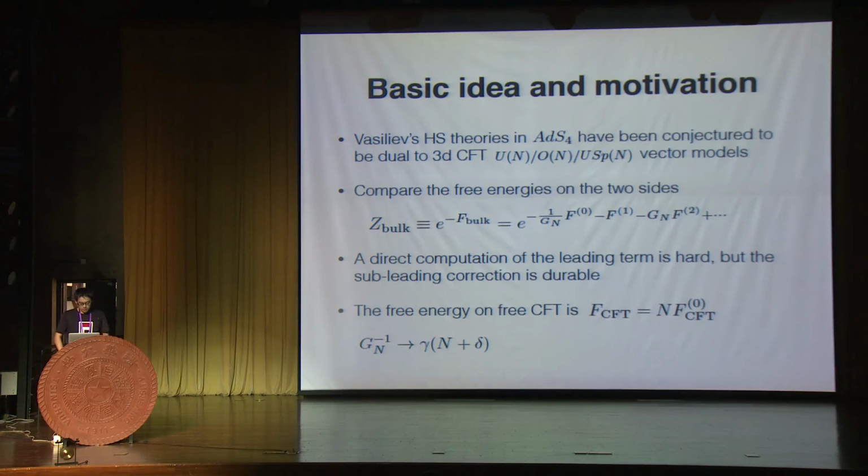On the boundary side, F CFT is proportional to f0 by this m, and f0 stands for a single component of the free energy. So when the subleading terms in the bulk are proportional to this f0, then we can reach the following identification of the parameters with some integer number delta.